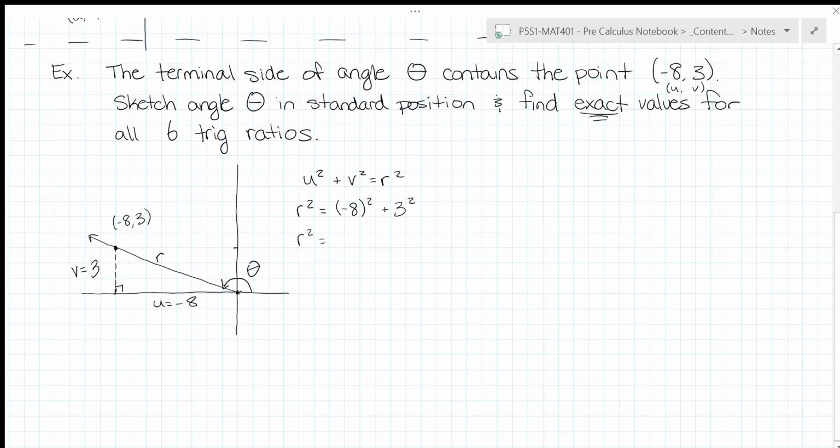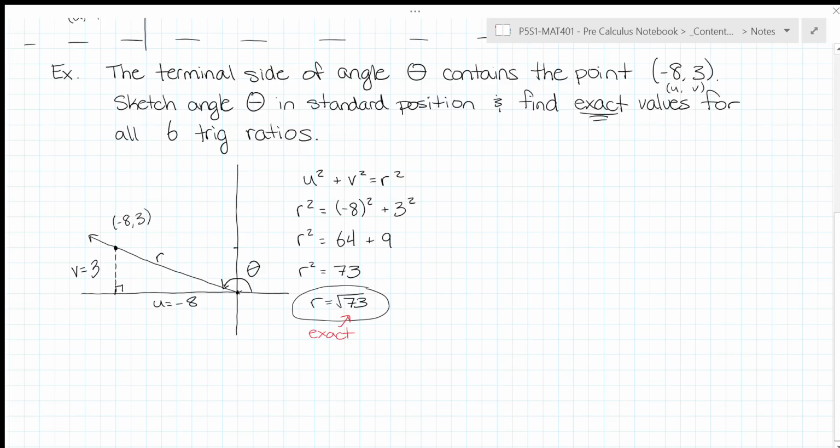So r squared equals, don't rely on your calculator to do this. What is 8 squared? When it's negative, a negative times a negative will become a positive. Positive 64. 3 squared is 9. So r squared equals 73, which means that the radius is the square root of 73. This is an exact answer. Don't change that value. Don't evaluate it. It's 8.54 or something like that. Don't write that. Just leave it as the square root of 73. That is an exact value.